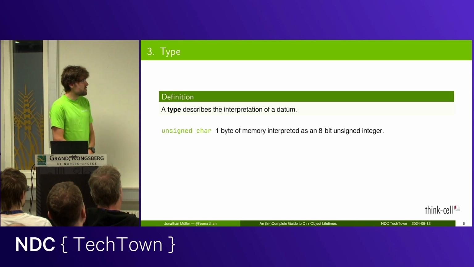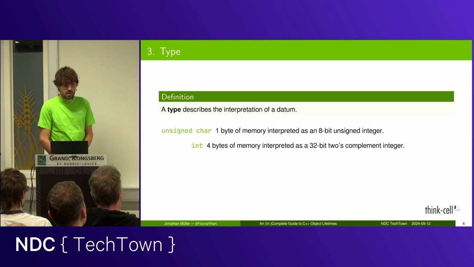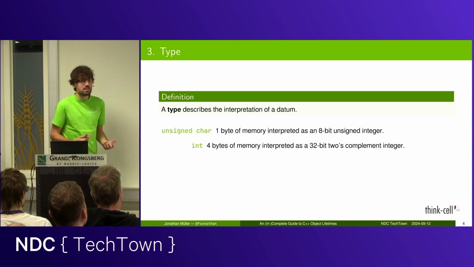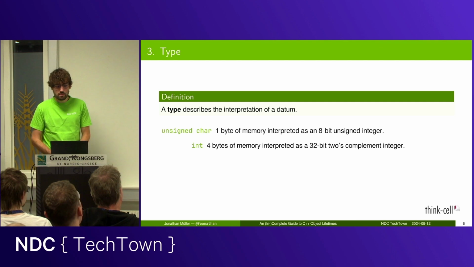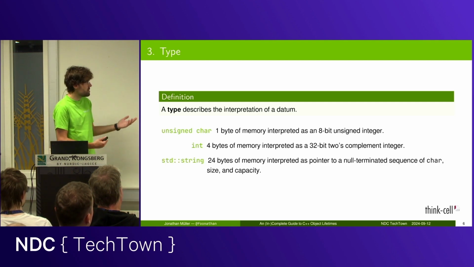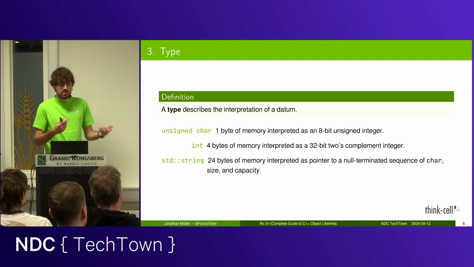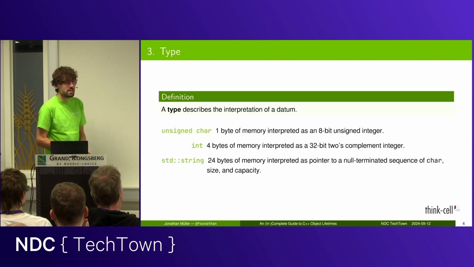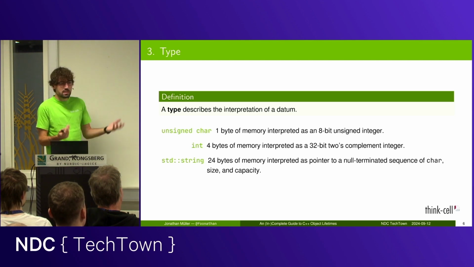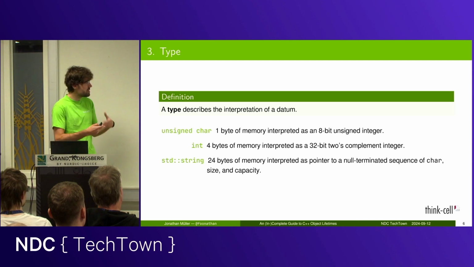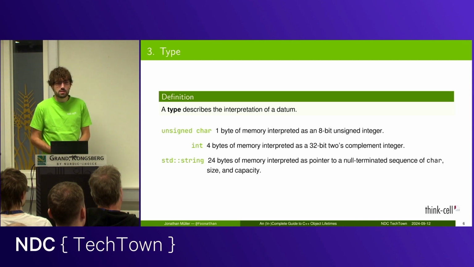So if the type unsigned char means that we take 1 byte of memory and we interpret it as an 8-bit unsigned integer. If we take int, we need to take 4 bytes and interpret them as a 32-bit 2's complement integer. And types can be more complex. For example, string means we take 24 bytes of memory and we interpret them as pointers to a null-terminated sequence of char. So now we have to follow and look at some more bytes in order to get the full value, a size and a capacity. And so a storage contains some datum. A value is the mathematical thing when you get an interpretation, and the type is that interpretation.